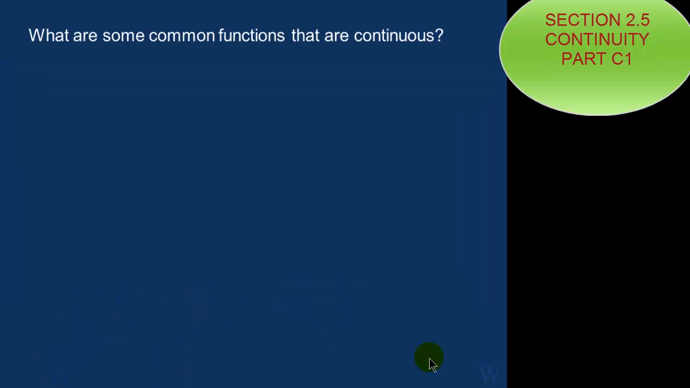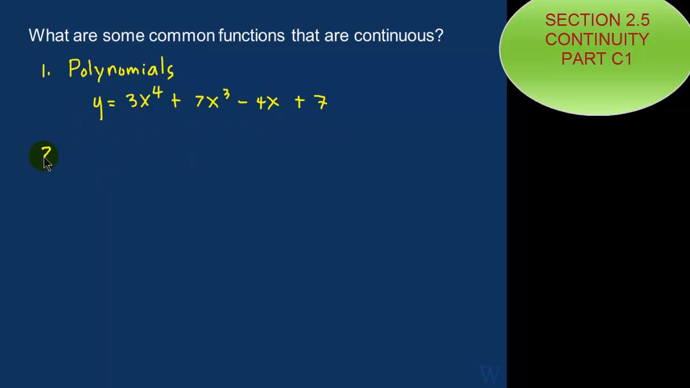So what are some common functions that are continuous? So far what we have been talking about are usually polynomials. Let's say y is equal to 3x to the fourth plus 7x cubed minus 4x plus 7. That's a continuous function. Some trigonometric functions are continuous.